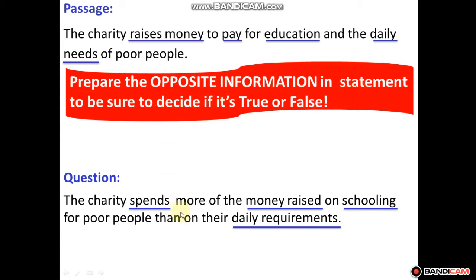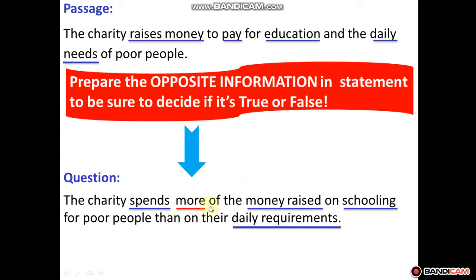Prepare the opposite information in the statement to be sure to decide if it's true or false. That's the best strategy. Alright? Well, how to do that? For example, in the question we have a word. Well, these little adjectives can be the tricky words; we call them distractors. It can be an adjective, it can be an adverb, something like that, to distract your attention and to put you on the wrong track.